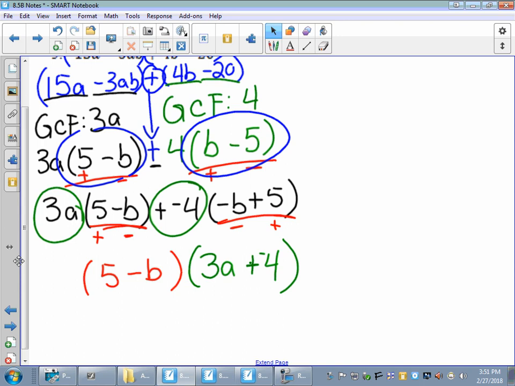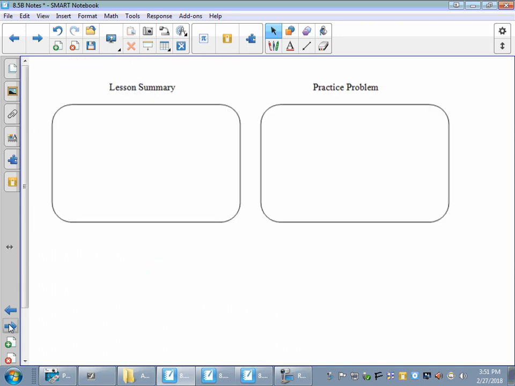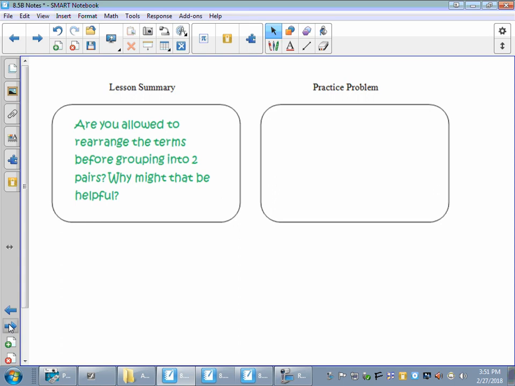That is all I have for you for section 8.5b. So let's go ahead and check out our lesson summary. For your stamp, what I need to know is, are you allowed to rearrange the terms before grouping into two pairs? How might that be helpful? Or why might that be helpful?